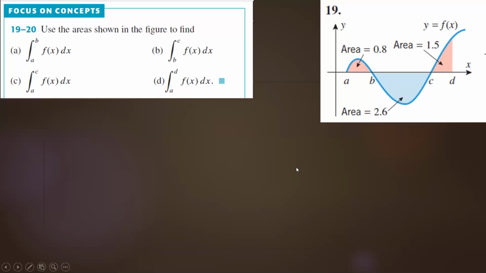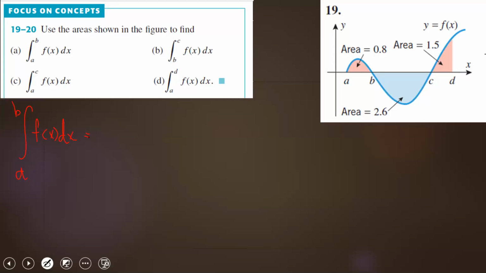Let's now start with these examples. Use the areas shown in the figure to find the integration from a to b of f of x. Here we have a figure at number 19, and I want to find now the integration from a to b for f of x dx.